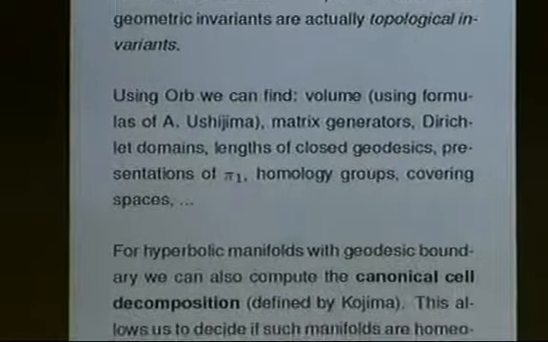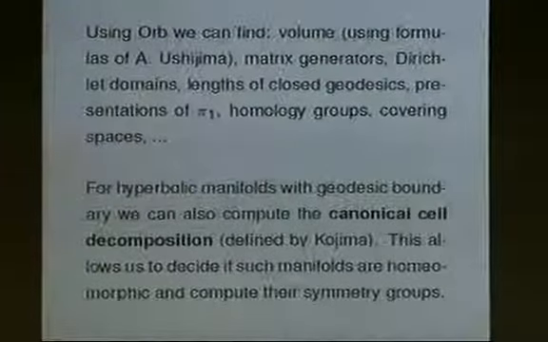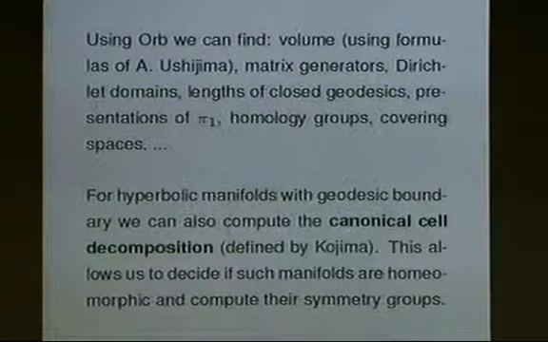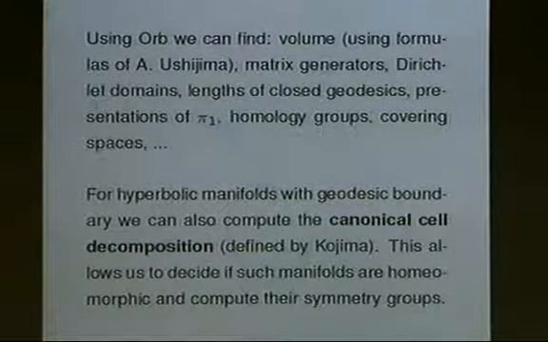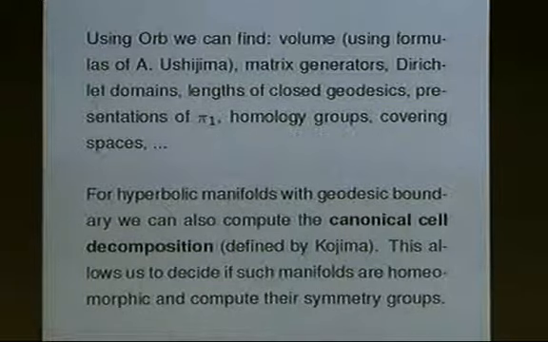Now, I guess I mentioned in passing last time, for cusped manifolds, there's a canonical triangulation or canonical cell decomposition. And it turns out there's a similar thing here. There's a canonical cell decomposition. In this case, it was defined by Kojima. And that's a complete invariant for the hyperbolic structure. So using this, you can also decide if manifolds are homeomorphic, and you can also compute things like their symmetry groups.